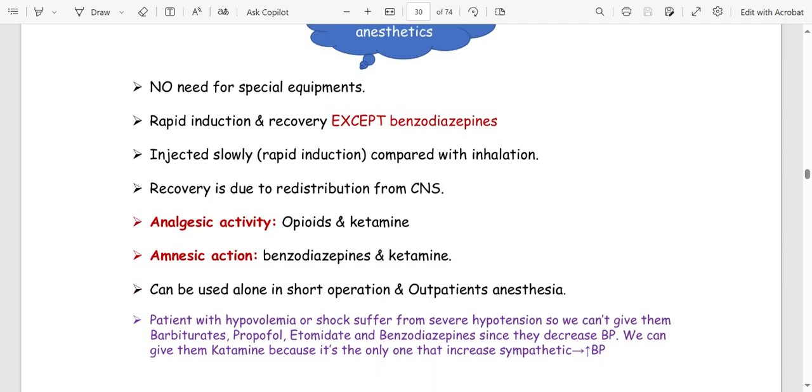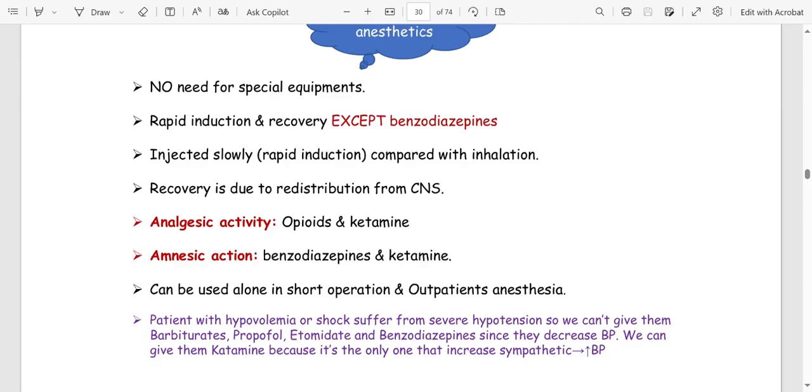So take note that patients with hypovolemia or shock suffer from severe hypotension. If someone has got hypovolemia or shock, they have got basically little fluids in circulation, and so there is hypotension. You can give them barbiturates, propofol, etomidate, and benzodiazepines, but these drugs will decrease blood pressure. Now, it's not like we can't give them, but someone that has hypovolemia already has a low blood pressure.